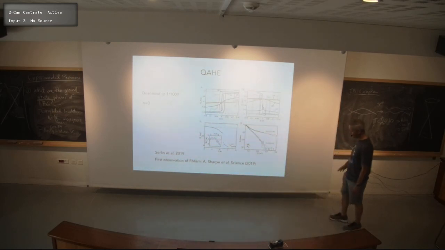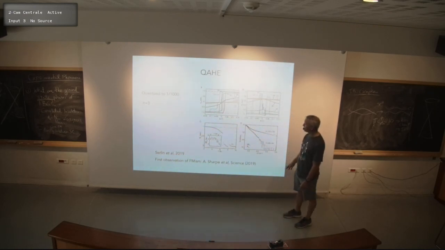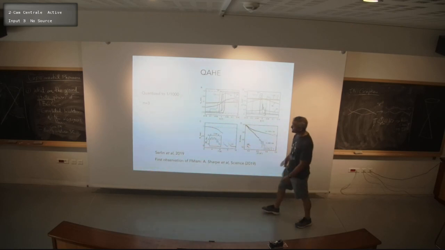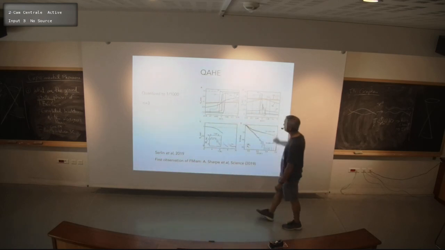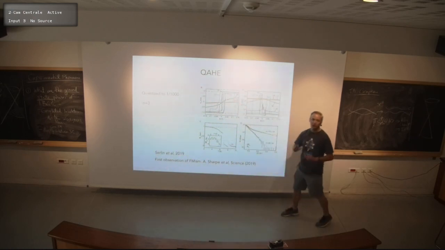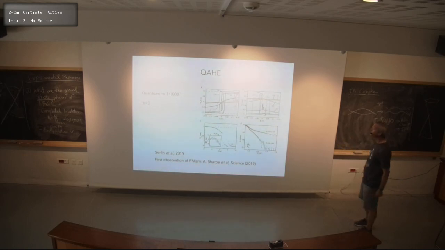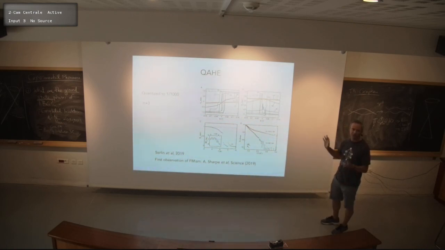I'm showing my friend Andrea Young's data from just a few months ago. This is at 3/4 filling. Okay, so it's kind of the flip of that one. At low temperature, they observe a very nice quantized Hall conductivity. It's quantized to 1 part in 1,000 in zero magnetic field. Okay, so this is what's usually called the quantum anomalous Hall effect, and this is actually a much better observation of it than any previous observation, including in topological insulators.